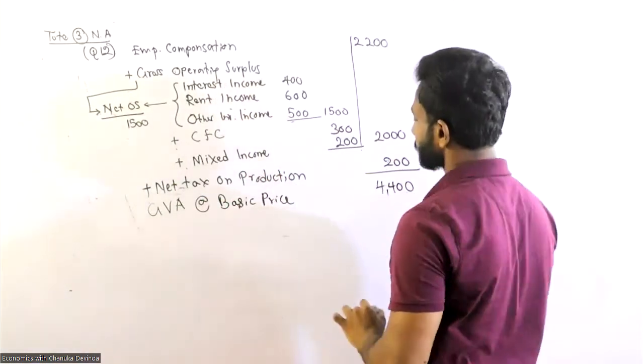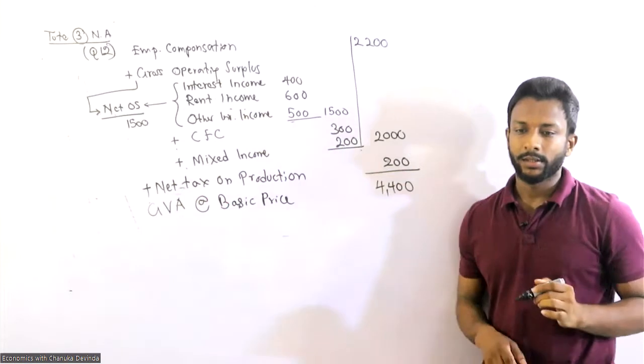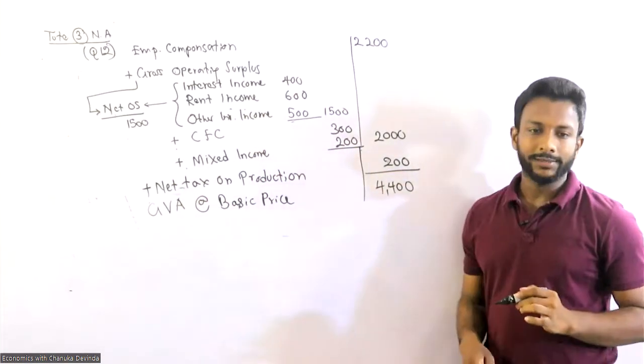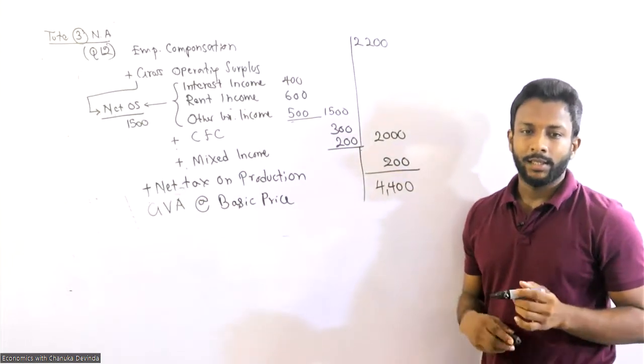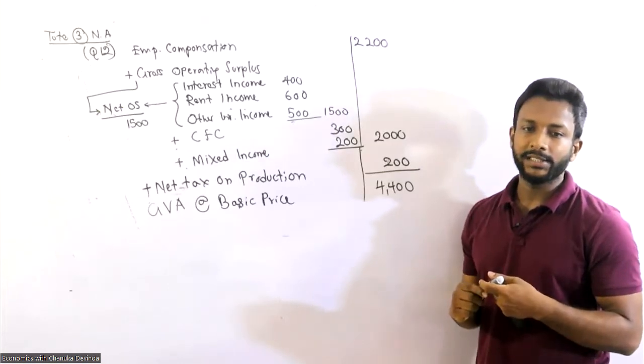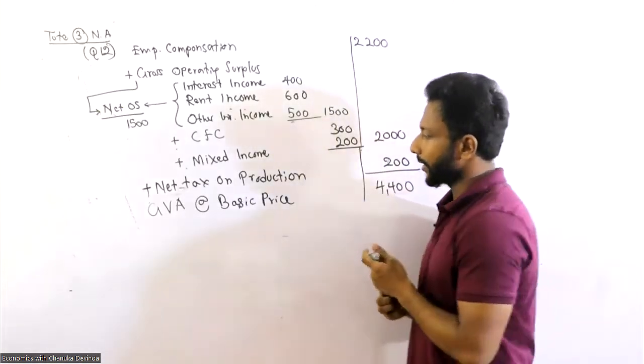$4,400. Right. What's next? Gross national income. GDP එක අහන්නේ නැහැ මේකේ. කෙලින්ම GNI at market price. ඒතකොට මේක A.